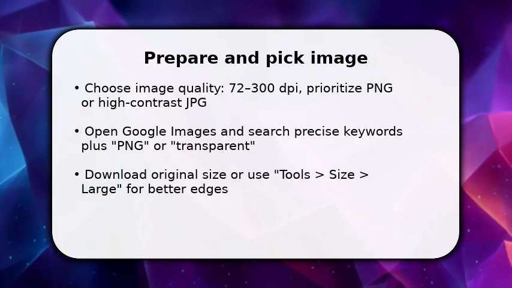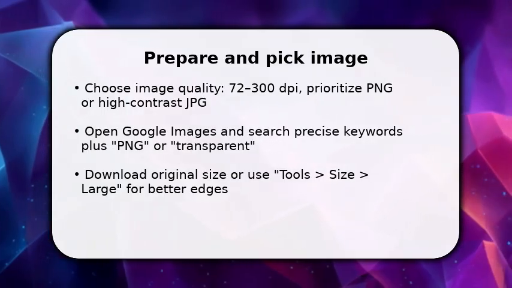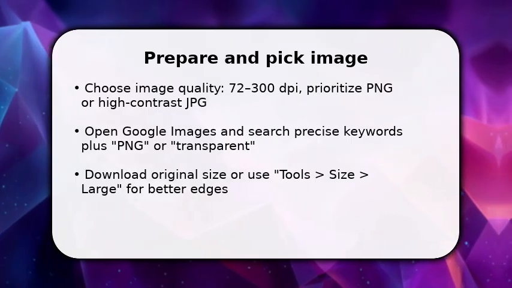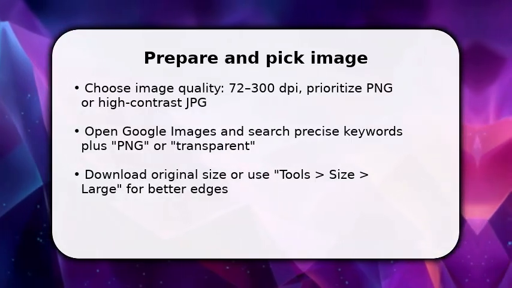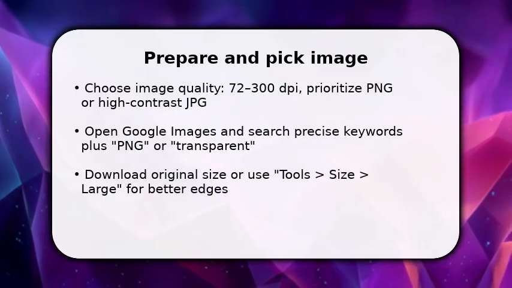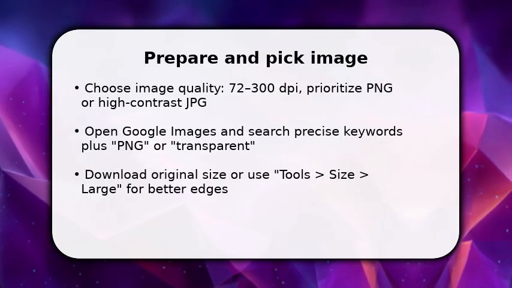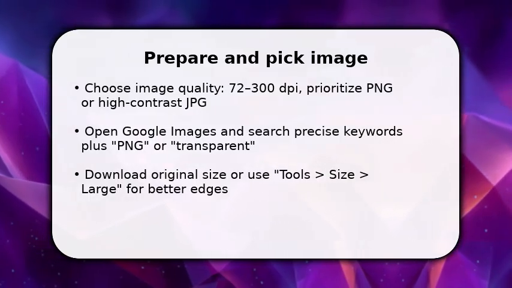You start by selecting the best candidate. Higher contrast and edge clarity give cleaner transparency. Once you find a promising result, prefer PNG when available because it may already include alpha. If only JPG exists, download the largest version. Make sure to save a copy.